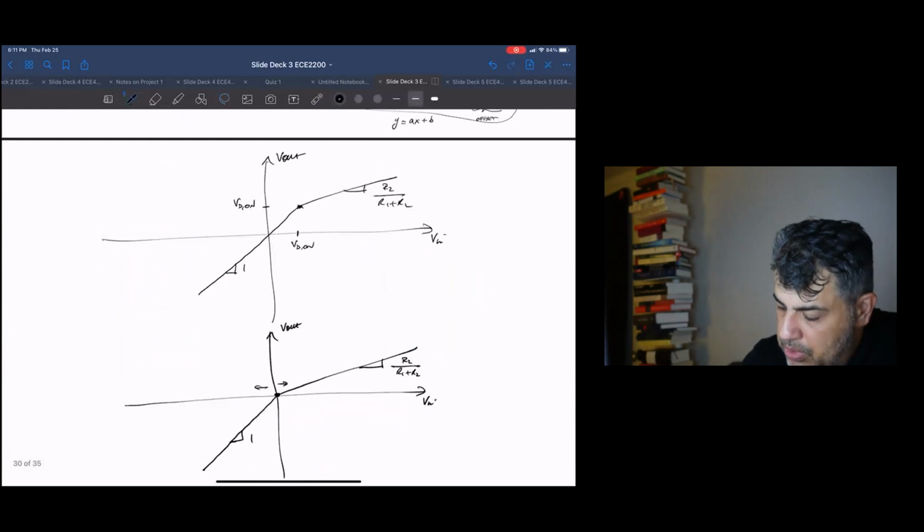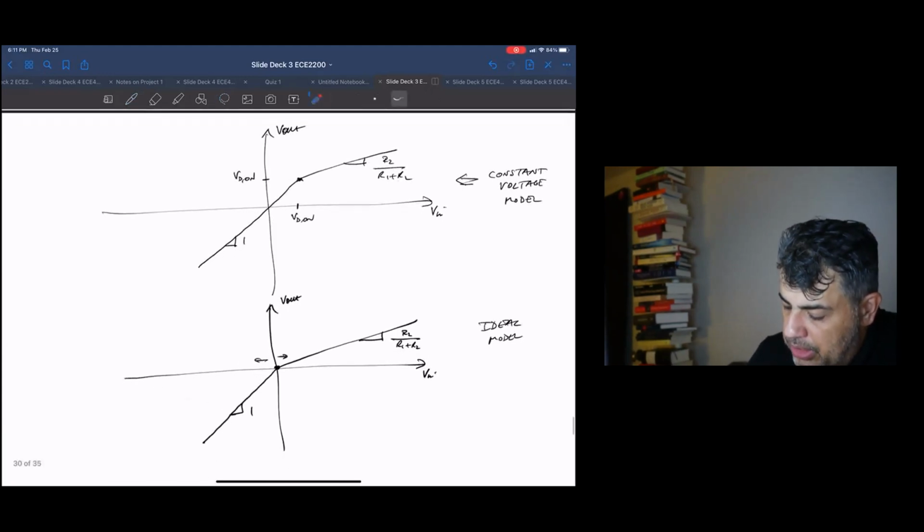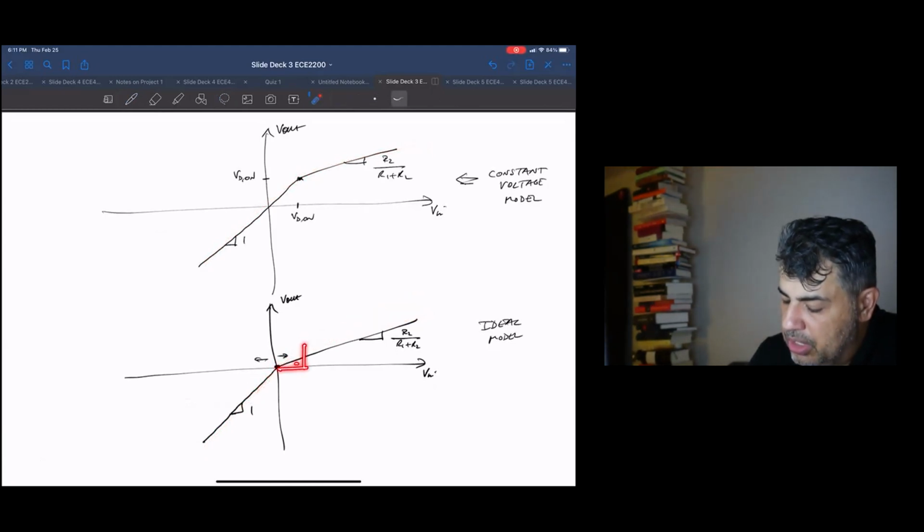Okay, so this was for what we just did, which is the constant voltage model. And this was the one we did before that for the ideal model. And notice that they look the same, except we basically moved this crossover point to an offset of VD on, V in, VD on, and V out is VD on. Okay, so that's what happened going from the ideal model to the constant voltage model.